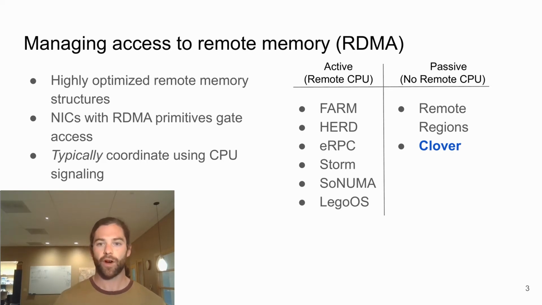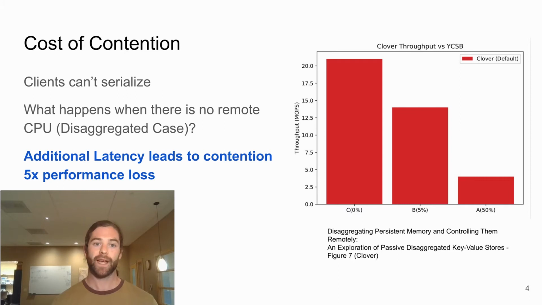So what's the cost? Well, the cost comes in the form of contention, because rather than having a remote CPU perform serialization, the clients do it. When they perform a read or a write, they need to somehow self-organize in a way that allows them to perform consistent writes. But they can't do this alone. They don't have the ability because it's naturally distributed and naturally concurrent.